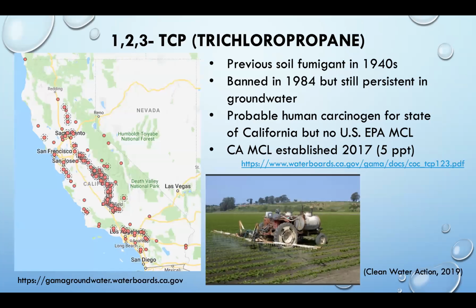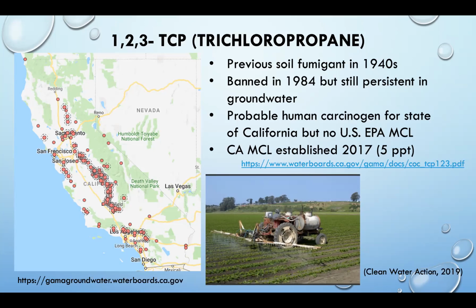It was used as a soil fumigant in the 1940s on grapes, potatoes, and other crops. It was an active ingredient, not the main ingredient, actually pretty small, but it was banned in 1984, though it still is very persistent in groundwater. It's a probable human carcinogen because it's been found cancerous in studies with rats and mice. There's a maximum contaminant level for California, but not a federal maximum contaminant level by the EPA.